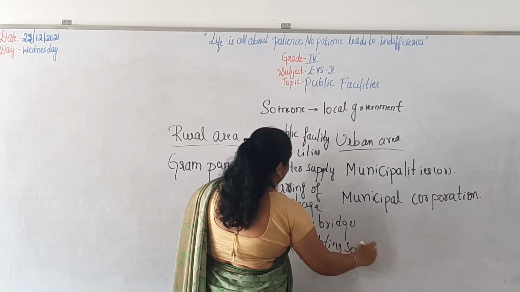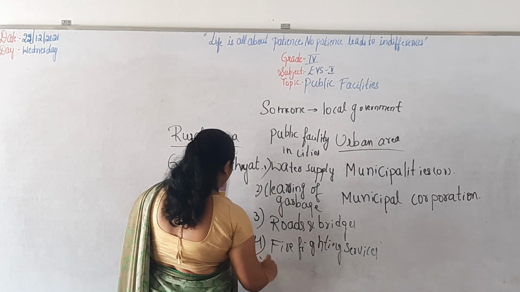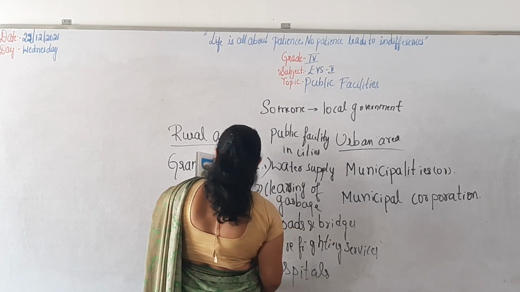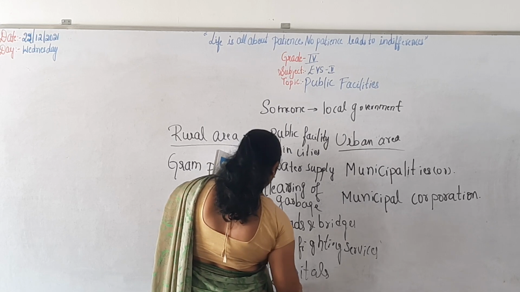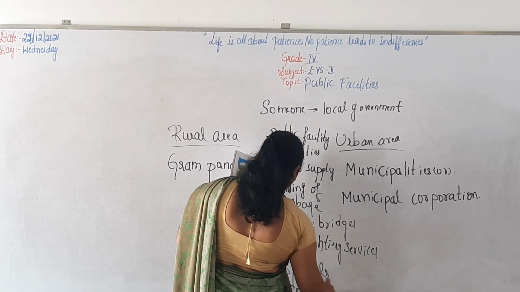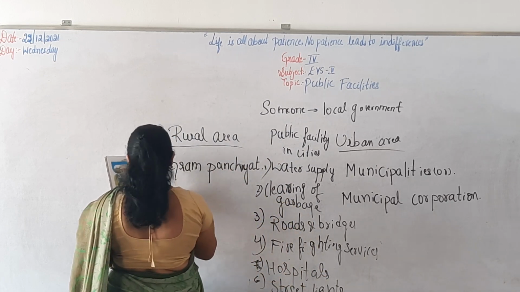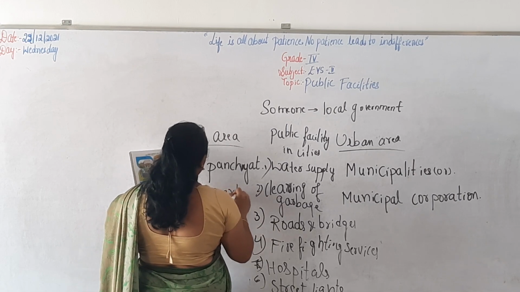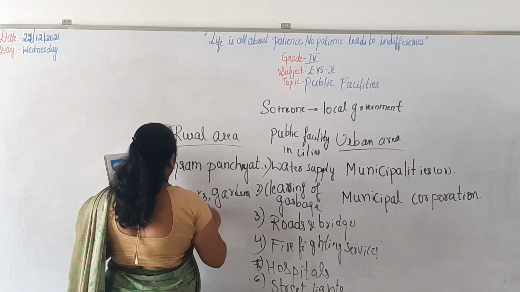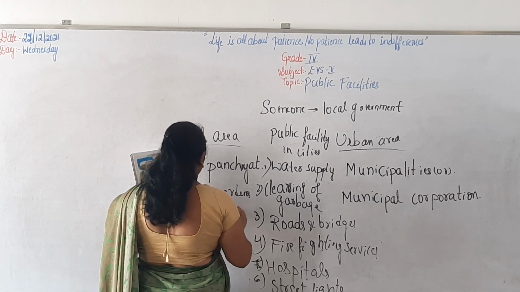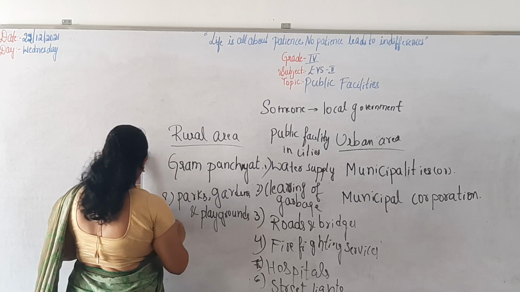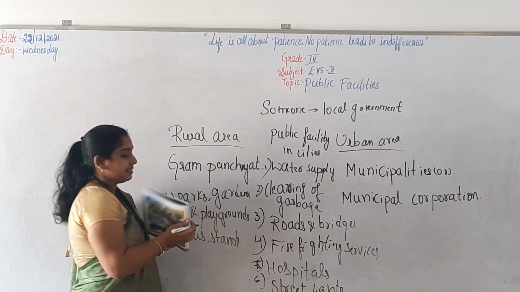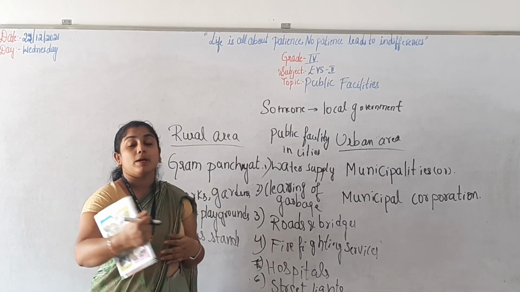Firefighting services. Next is hospitals. Next, street lights. Next is parks, gardens, and playgrounds. Next is bus station, bus stand. Bus stands, isn't it? So in the cities, students, these are some of the public facilities.